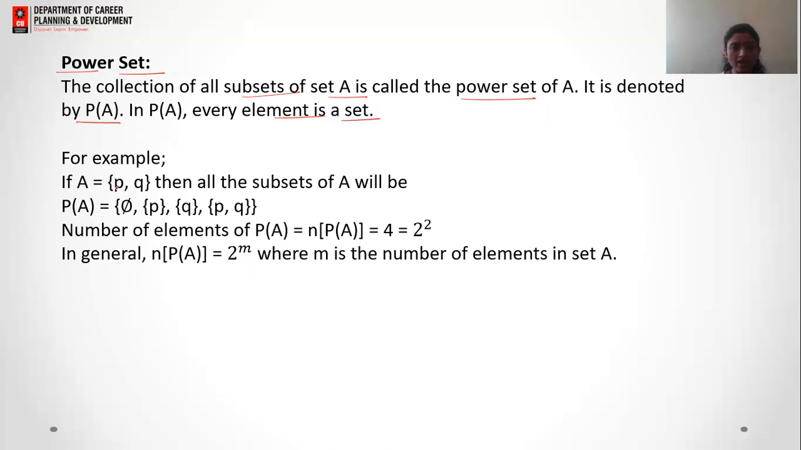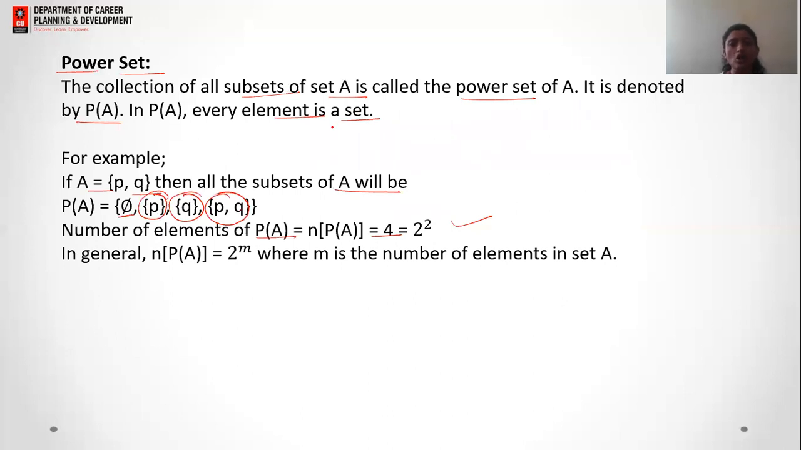For example, if A equals {P, Q}, this set is given to us, and there are only two elements in set A, that are P and Q. Then all the subsets of the given set A are the null set, because I have told you earlier that the null set or empty set is a subset of every set, then {P}, {Q} and {P, Q}. These are sets because they are defined under curly braces. So the number of elements of the power set of A is equal to 4, because 1, 2, 3, 4. There are 4 elements, or we can say 2 power 2. So this is the power set.